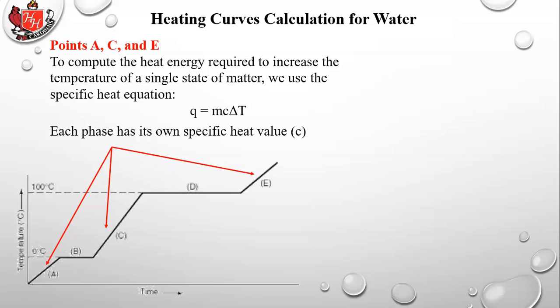So let's continue to look at this. When you're doing this computation at points A, C, and E, where you see sloped lines, you compute the heat required to increase the temperature of a single state of matter. So down there at A, that would be ice, C would be liquid water, and E would be steam. We use the specific heat equation, the one that we use for calorimetry. So it's Q, the heat, equals the mass of the substance, times the specific heat of the substance, times the change in temperature. So each phase has its own specific heat value, C. So you'll see that in a moment.